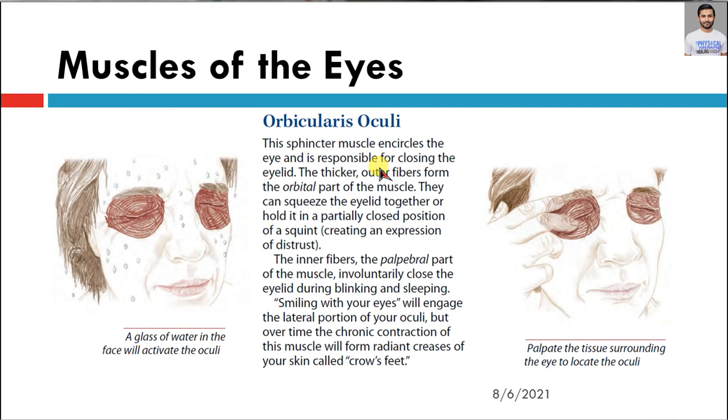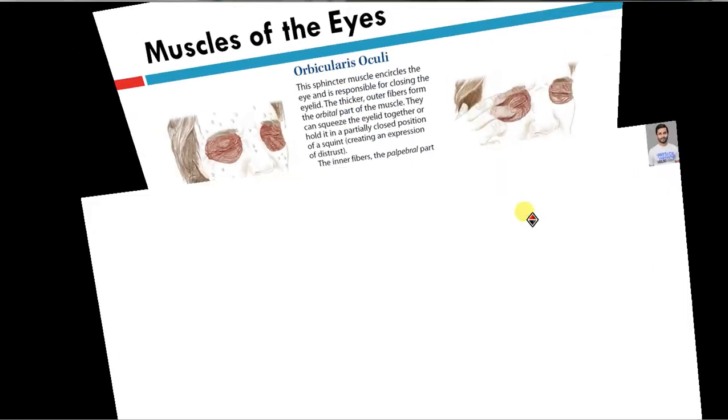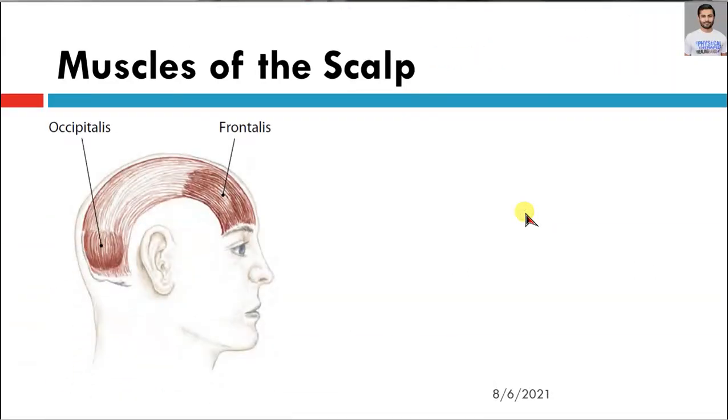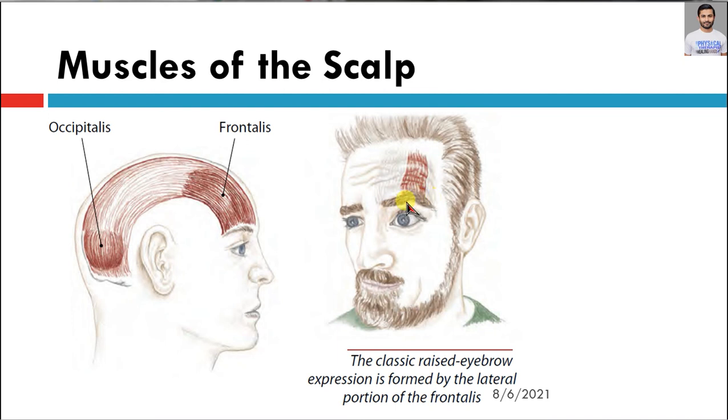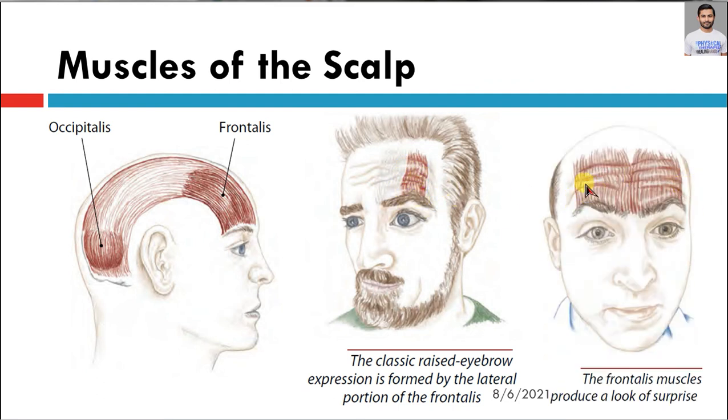Orbicularis oris and orbicularis oculi are the two muscles. The oris is around the mouth and the oculi is around the eyes. Then the muscles of the scalp, again the occipitofrontalis. Some people have the ability to move their hair with the contractions of the occipital and frontal muscles. And this is the unilateral raising of the eyebrow. This is because of the frontal muscle. Working together, they can elevate both of your eyebrows, but if it is working on one side, then it can make this expression.